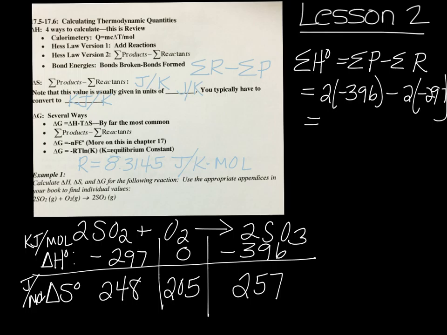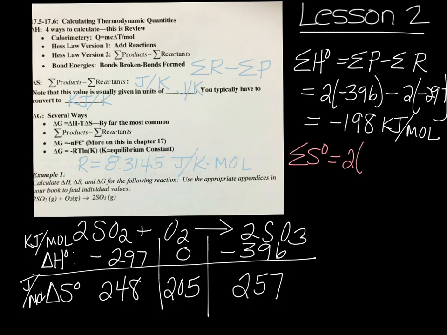And when I do the math on that, I'm going to get negative 198 kilojoules per mole. So that's my delta H. Moving on to my delta S, also going to be sum of products minus sum of reactants. I'm not going to write that again.